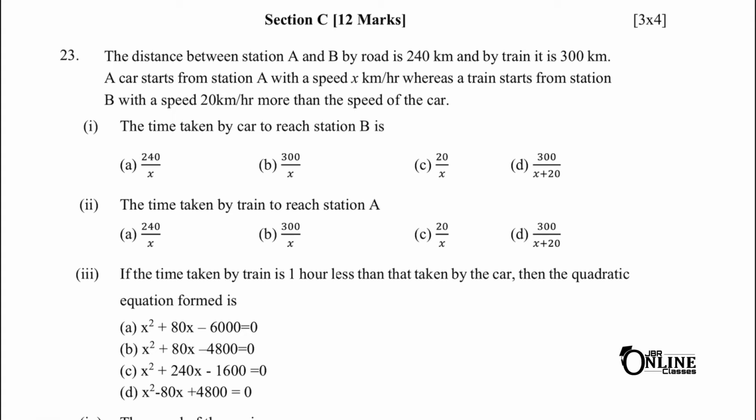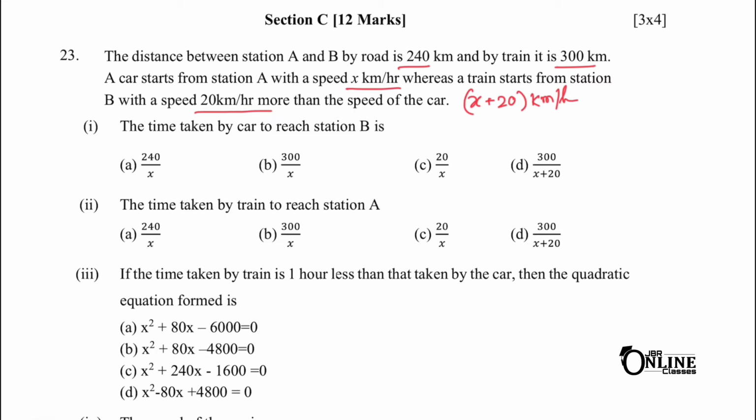Now section C, it's 12 marks. Here 23, the distance between station A and B by road is 240 km and by train it's 300 km. A car starts from station A with a speed x km per hour, whereas the train starts from station B with a speed of 20 km per hour more. That means the speed of the train is x plus 20 km per hour. Speed of the car is x km per hour. So first, the time taken by car to reach station B.